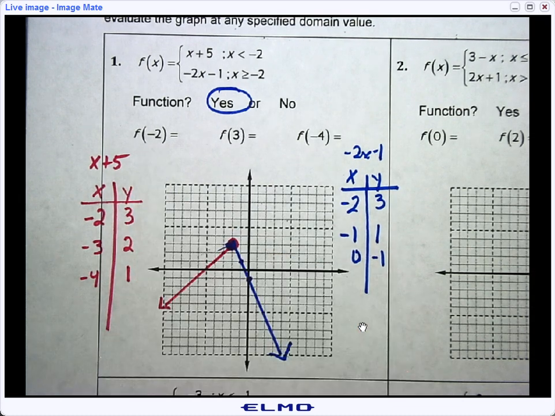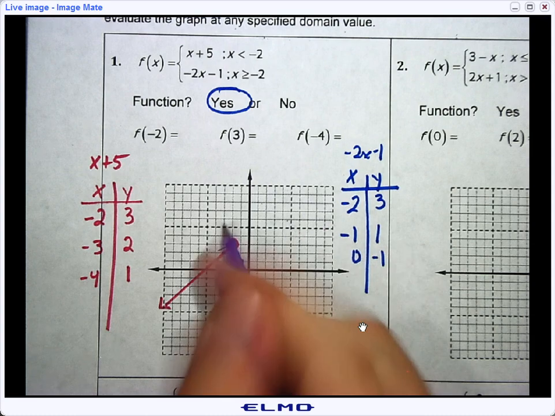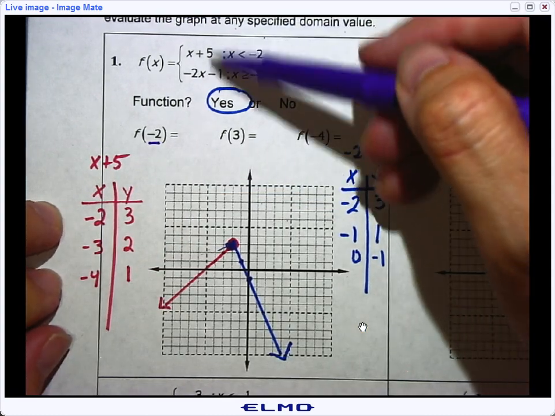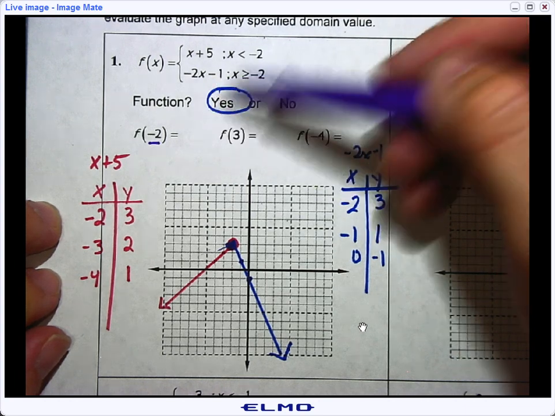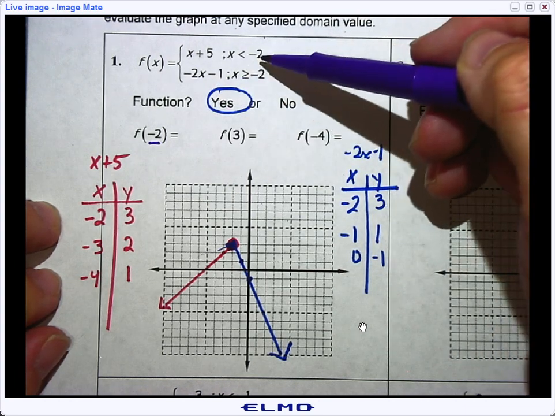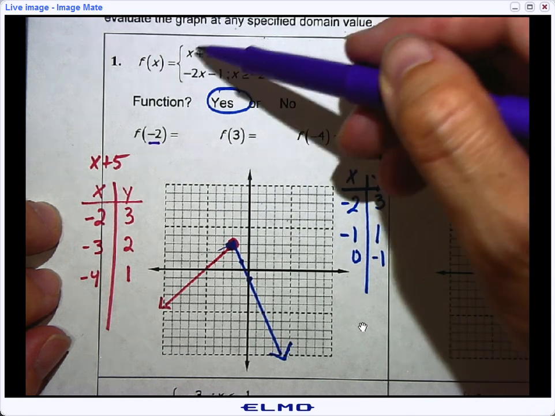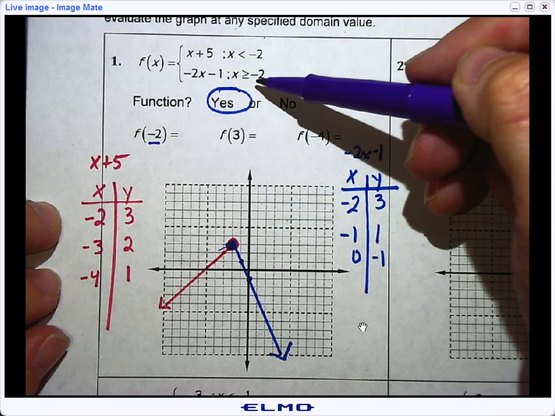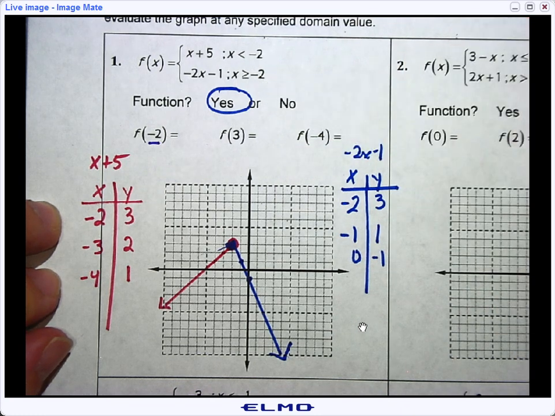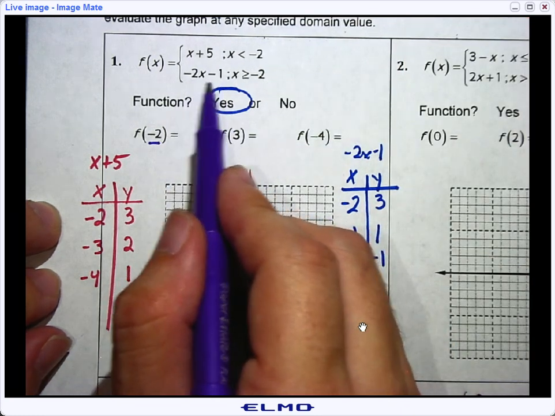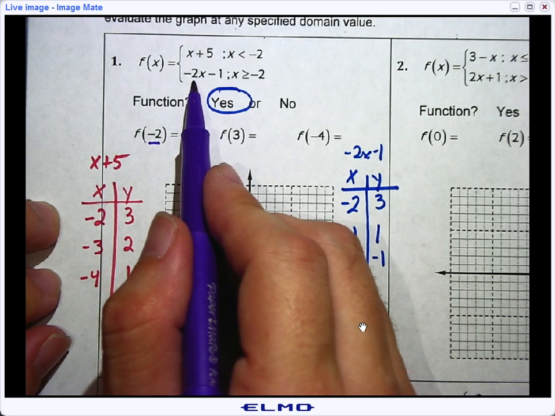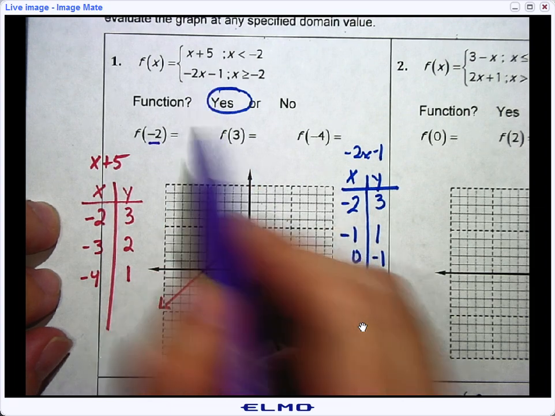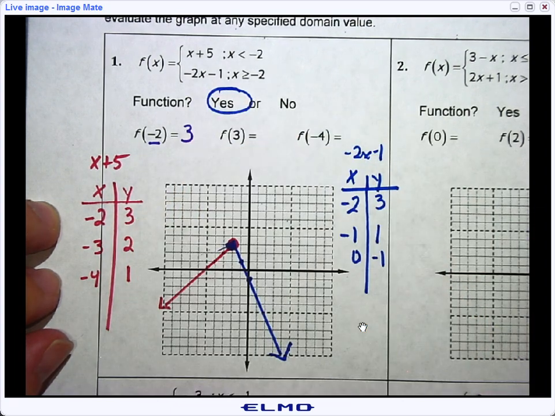So f of -2. So we're looking at the x value, -2. I'm plugging in a -2. We have to determine which one we plug it into. Well, is -2 less than itself? The answer is no. So I do not plug it into this one. I'm going to plug it into this one, which says x has to be greater than or equal to -2. So I'm going to plug my -2 into this bottom function. So -2 times -2, that's going to be +4. 4 minus 1, 3. So f of -2 is 3.